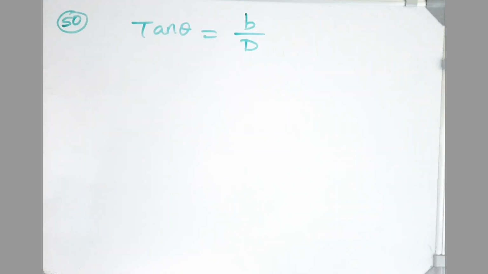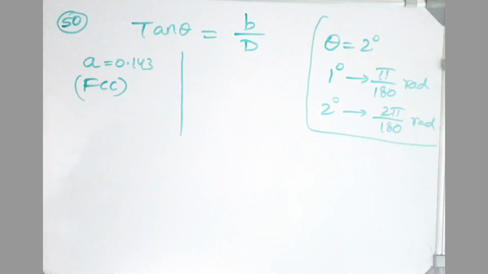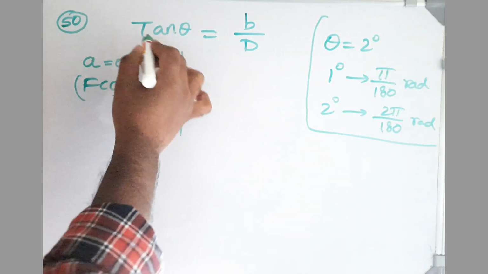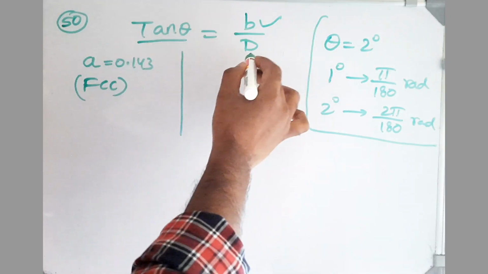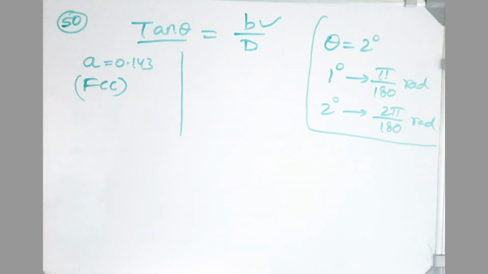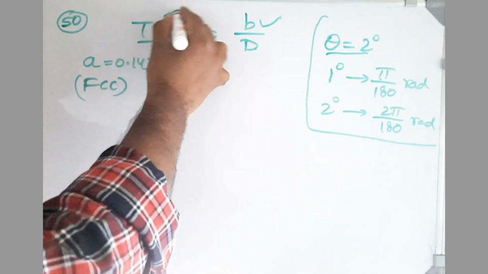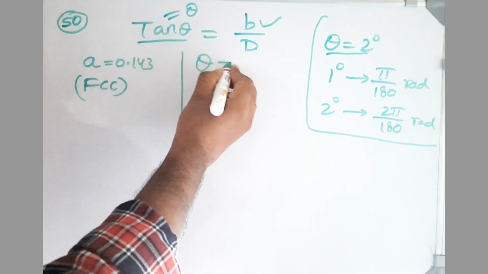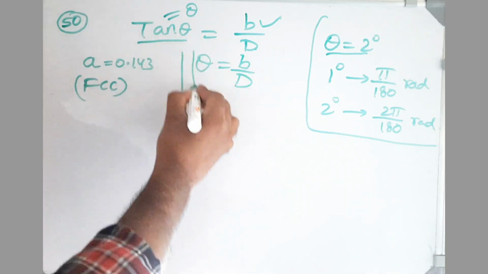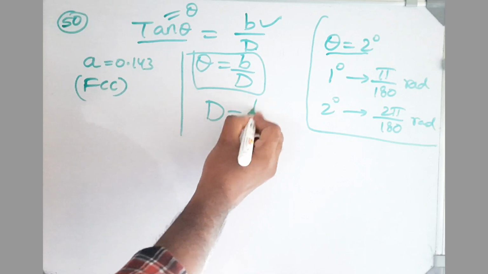Friends, for question 50, we need to find the spacing between the dislocations that form the tilt grain boundary. We have a formula: tan theta is equal to Burgers vector divided by D. Here D is the spacing between the dislocations. Here theta is just 2 degrees. When theta is very small, we can equate tan theta to theta. So theta becomes B by D. We need to find D, friends. D is equal to B by theta.